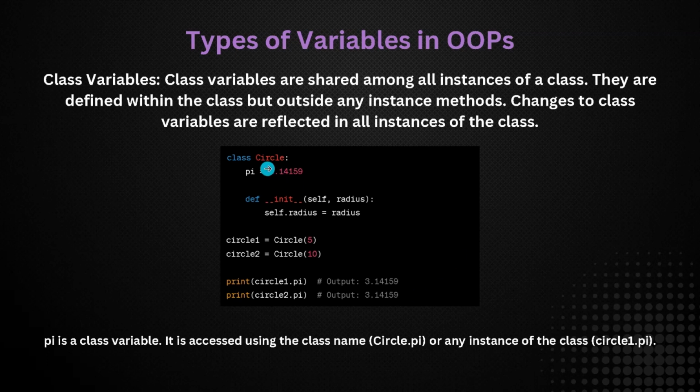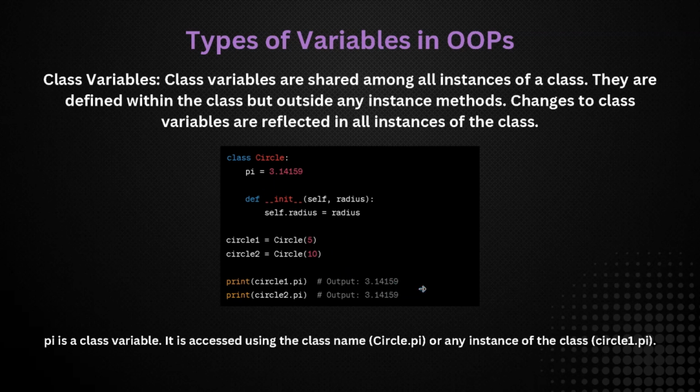For example, here inside the circle class, I am creating a class variable pi. Now whatever object I create, like circle 1, circle 2 or circle 100, whenever I print the pi value, it will always return the same value.